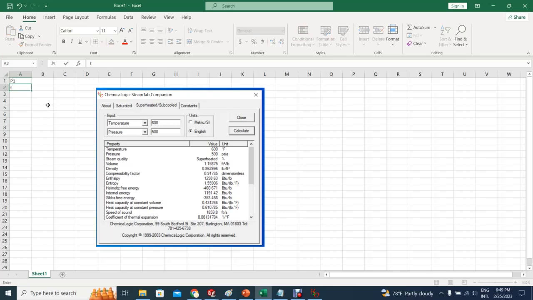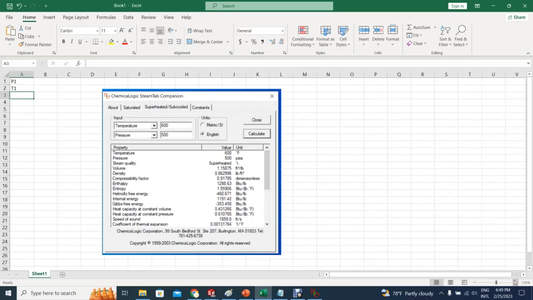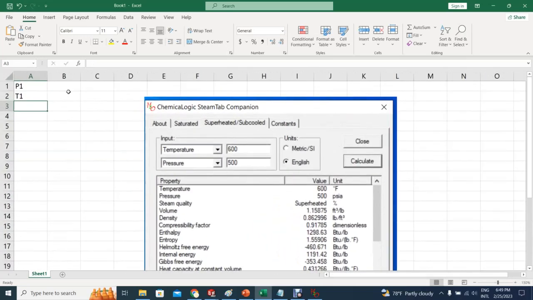let's fix this so it looks better. And let's increase the size. All right, so pressure 1 is 500. T1 is 600. Now, here's the story.